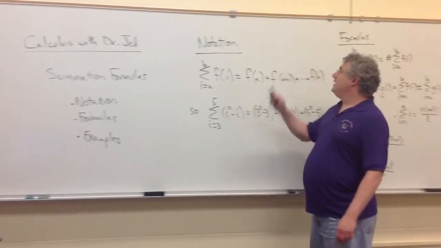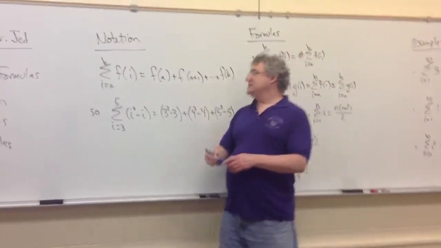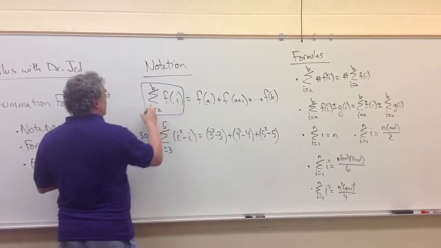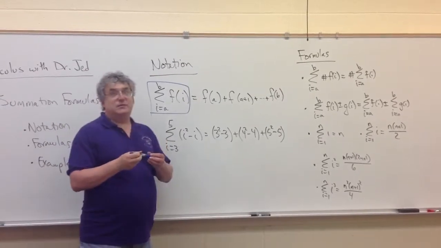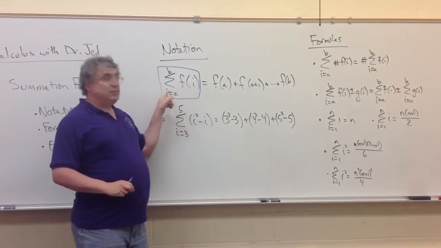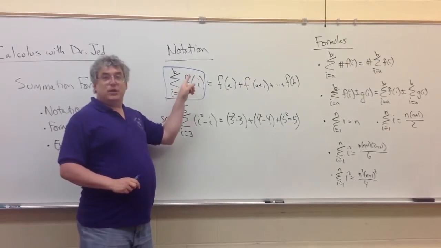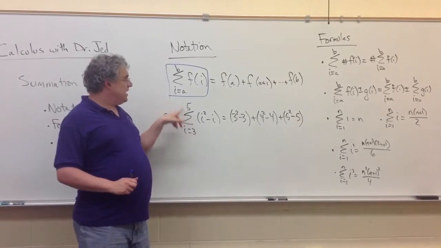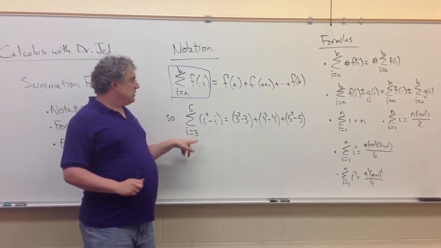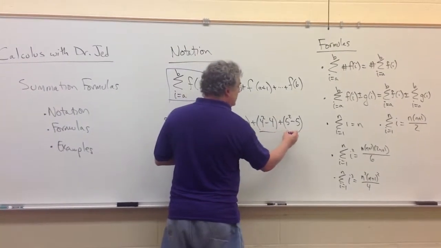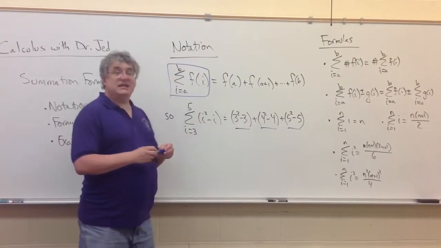So, the notation is the sum of f of i as i ranges from a to b. We're just taking whatever this is, plugging a in, plugging a plus 1 in, plugging a plus 2 in, and so on until we get to b. So for example, from i equals 3 to 5 of i squared minus 1 is plug 3 in, plug 4 in, plug 5 in, and add those up. That's how you do it.